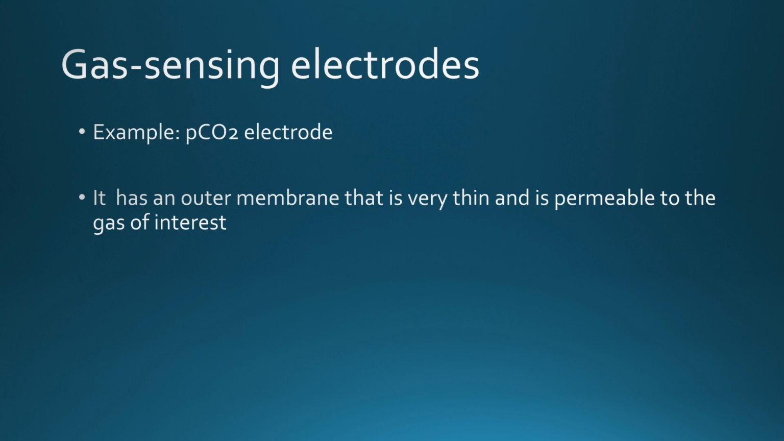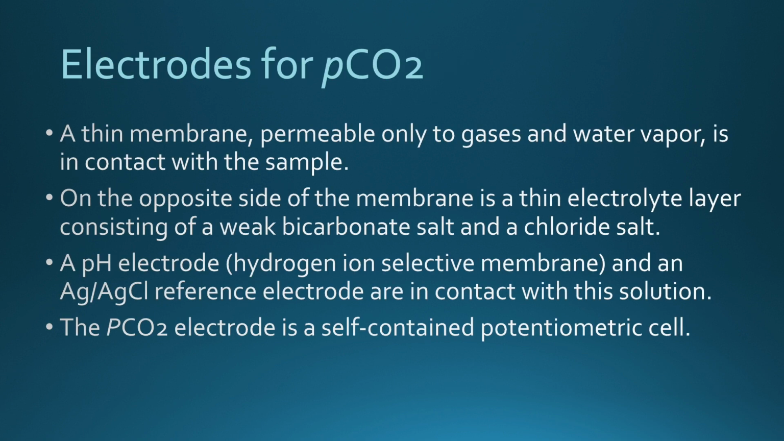It has an outer membrane that is very thin and selectively permeable to CO2. On the opposite side of this selective membrane, you have a thin electrolyte layer consisting of a weak bicarb salt and chloride salt. The pH electrode, which is the hydrogen ion selective membrane, and a silver chloride reference electrode are in contact with this weak bicarb solution. The CO2 electrode is a self-contained potentiometric cell. That means it has the two electrodes in the same cell.